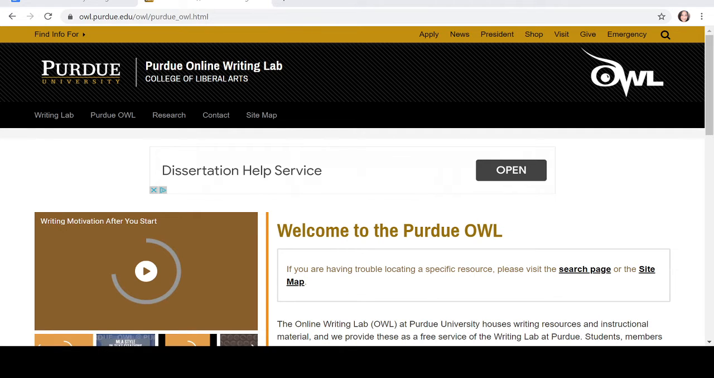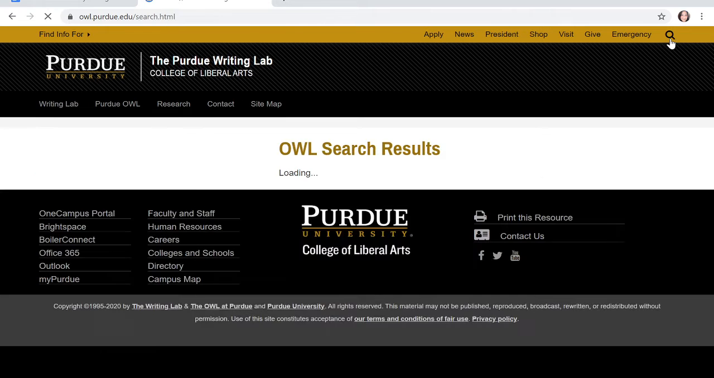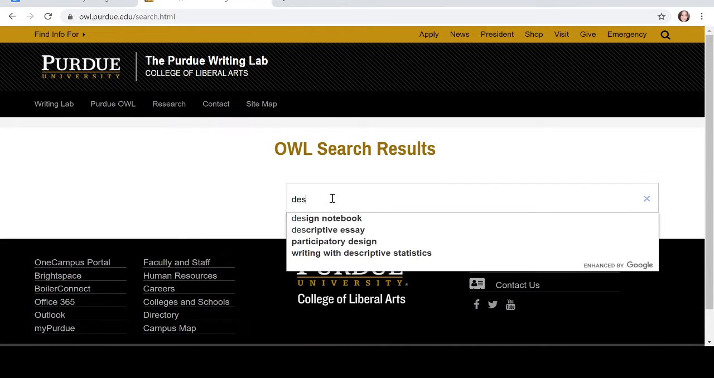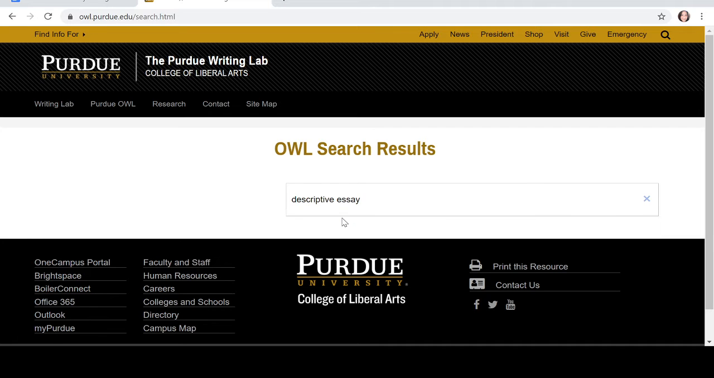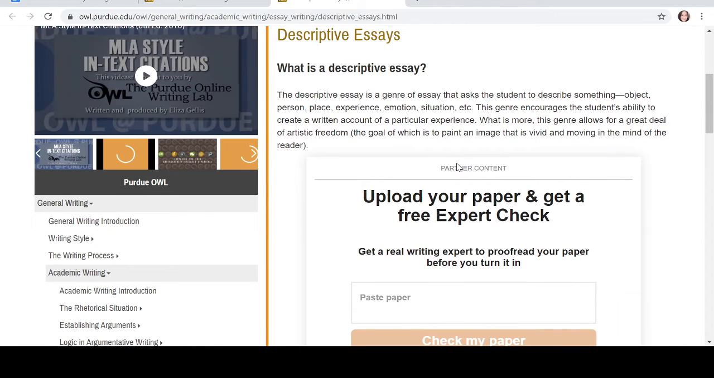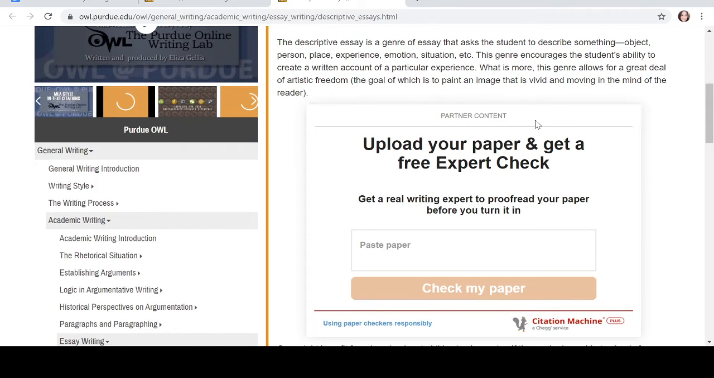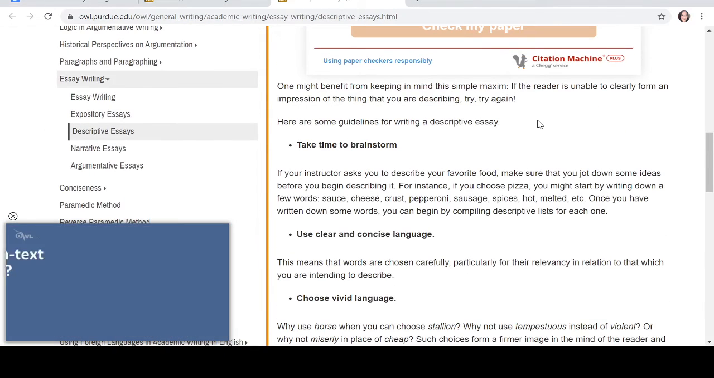So first, we're going to look up at the Purdue Writing Lab, like we always do, and we are going to do a Google of what a descriptive essay is. There we go. So the first thing we know about a descriptive essay is that the descriptive essay is a genre of essay that asks a student to describe something, an object, person, place, experience, emotion, situation, etc. This genre encourages the student's ability to create a written account of a particular experience. What is more, this genre allows for a great deal of artistic freedom, the goal of which is to paint an image that is vivid and moving in the mind of the reader. One might benefit from keeping in mind this simple maxim: if the reader is unable to clearly form an impression of the thing you are describing, try again.